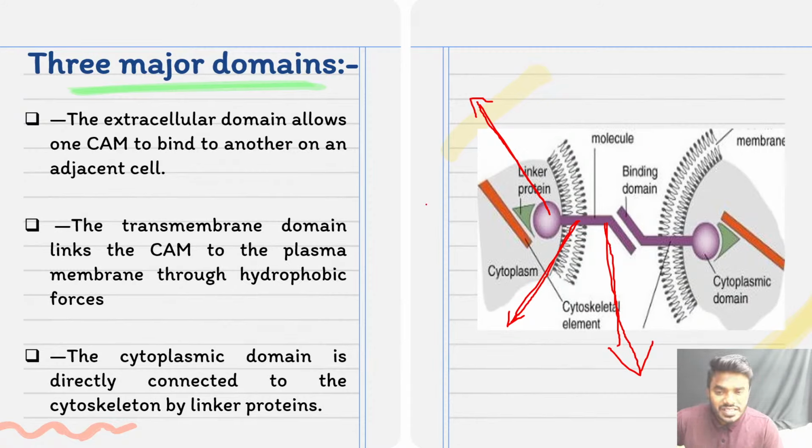And friends, this is cell number 1. Please listen to my statements very carefully without confusion. And this is cell number 2. Of course, cell number 2 also has a CAM molecule.